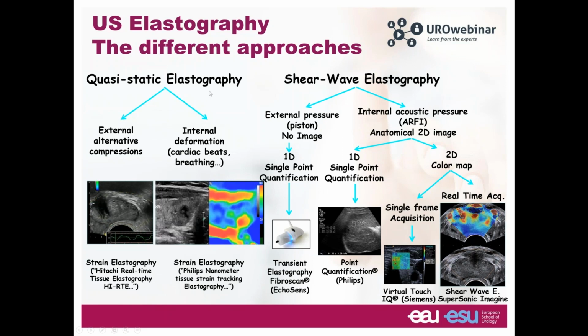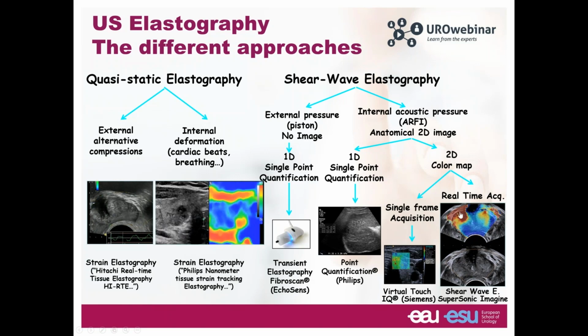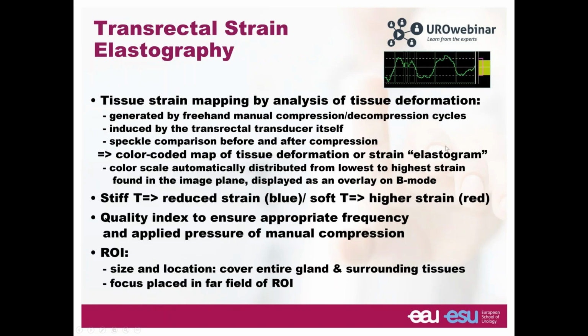There's a totally different approach where there's no need to deform the organ using the transducer, and that's shear wave elastography. Shear wave elastography, mainly RF techniques, can identify stiffer areas in real time, and this is mainly real-time shear wave elastography. And I showed you a couple of examples of this technique.